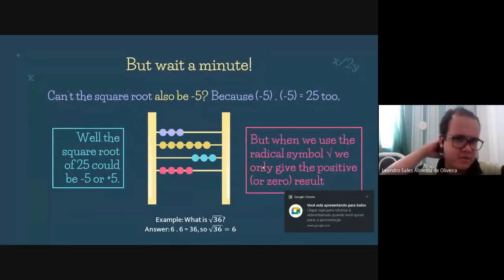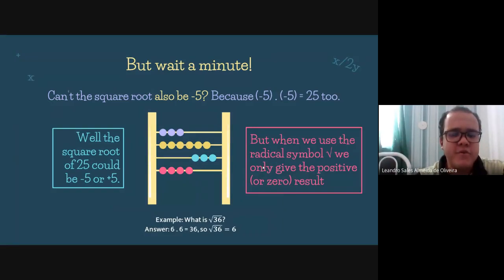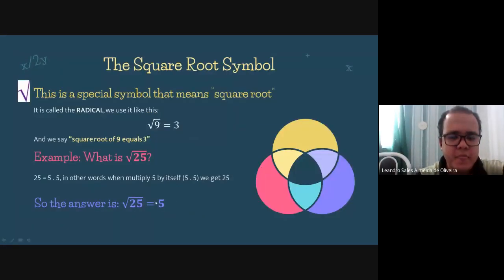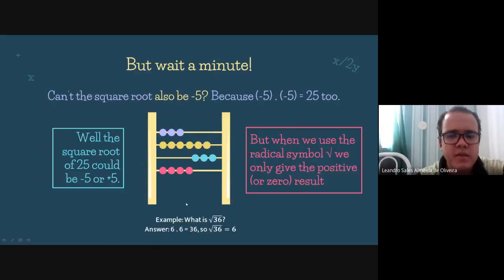But wait a minute. Can the square root also be minus 5? I said the square root of 25 is 5. And what about minus 5? Because minus 5 times minus 5 equals 25 too. Well, pay attention. The square root of 25 could be minus 5 or plus 5.